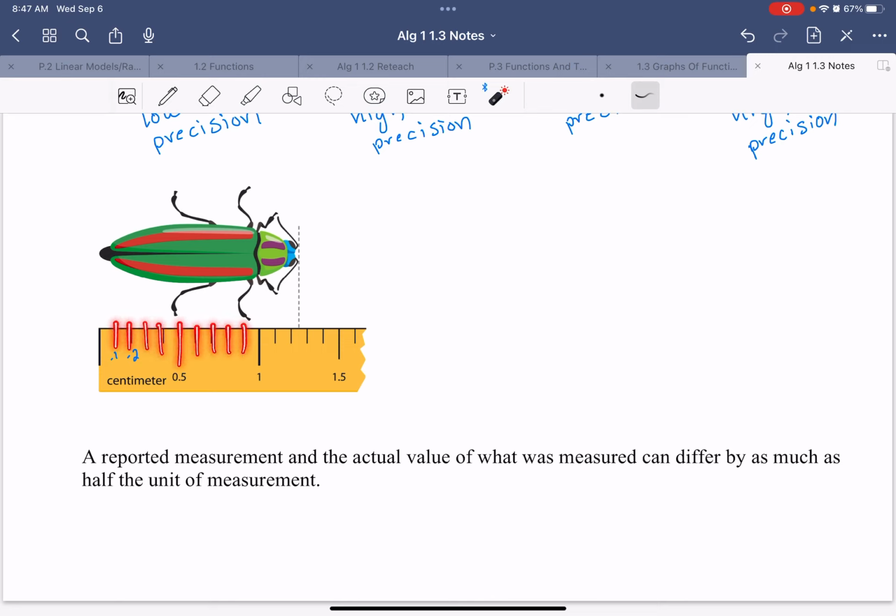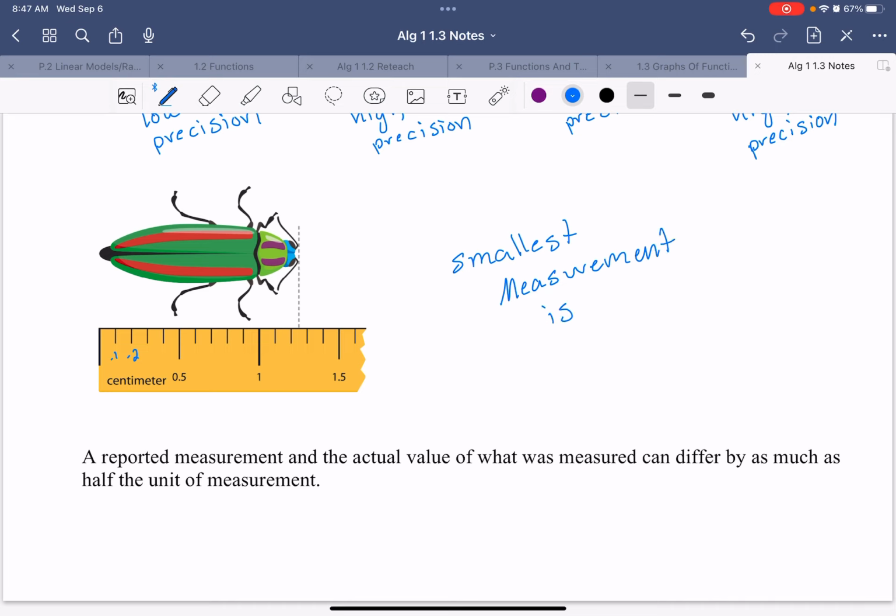Okay, so it looks like the smallest measurement on here is 0.1 of a centimeter. Okay, so that's the most precise that we can be. We can't be any more precise than that.